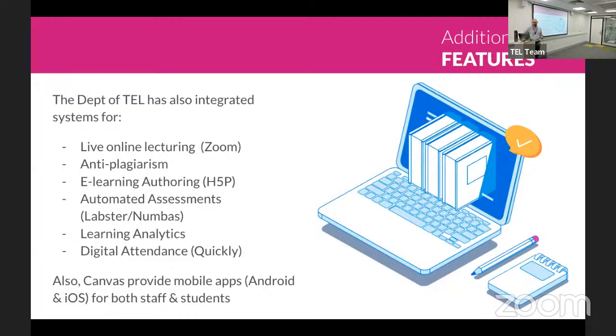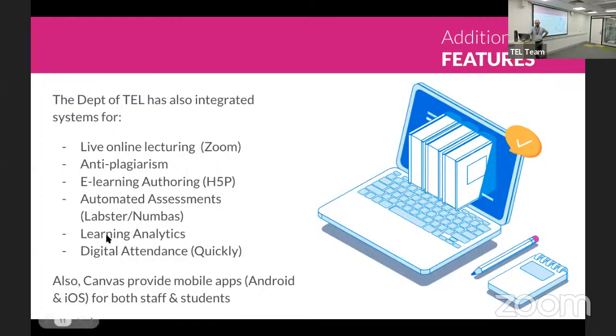Zoom is integrated tightly to Canvas. We have anti-plagiarism software, that's Originality. We have an e-learning authoring integration called H5P, which allows you to create rich learning interactions within the Canvas system. Then there's automated assessment, with a few integrations in different pockets of the university, depending on the discipline you're talking about. So you'd have Labster and Numbas. Labster is science-based, basically for simulating labs. Numbas is a mathematics integration.